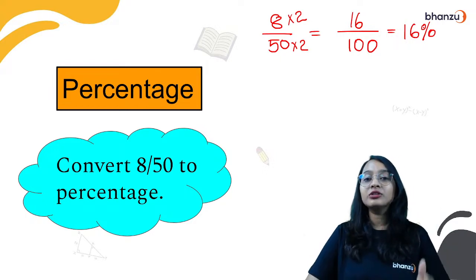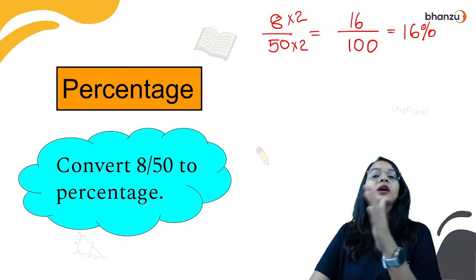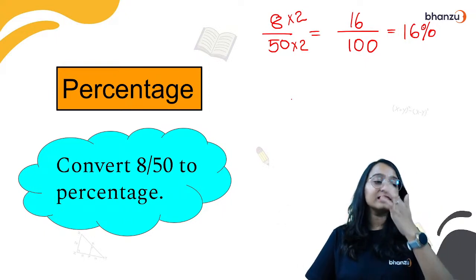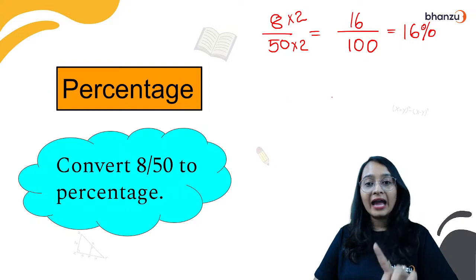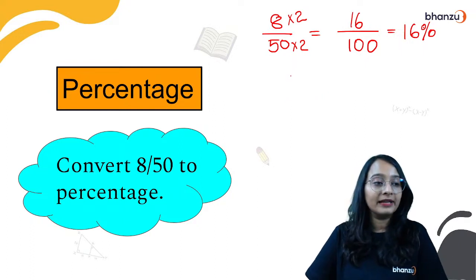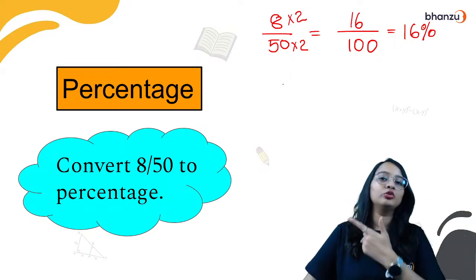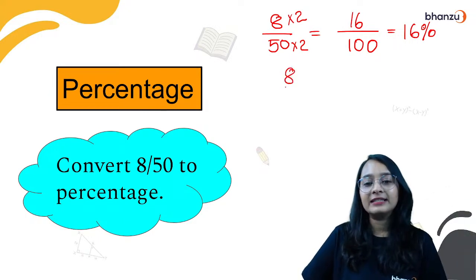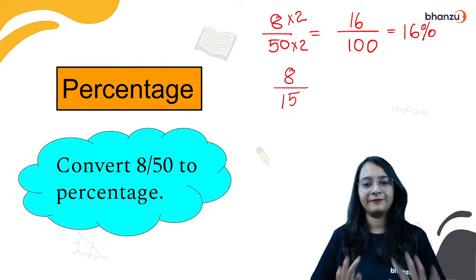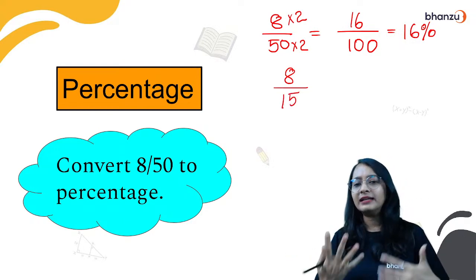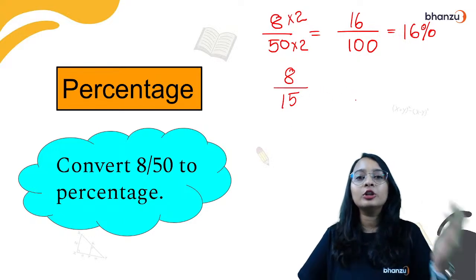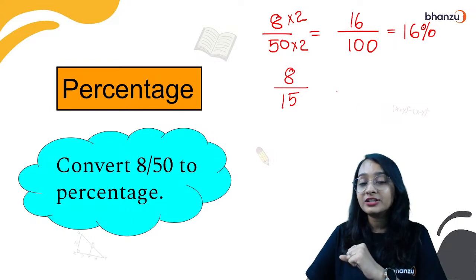Now we have seen how to convert a fraction to a percentage, right? Now this is one way. Now if your doubt is, ma'am, what if I cannot make the denominator 100? What do we do then? For example, if you have 8 by, let's take 15. Okay, 8 by 15. Now here I cannot multiply with any number to make the denominator into 100. So what do we do in such cases?